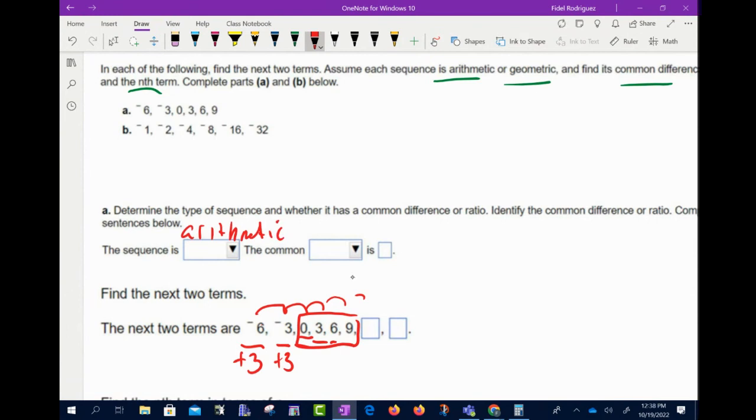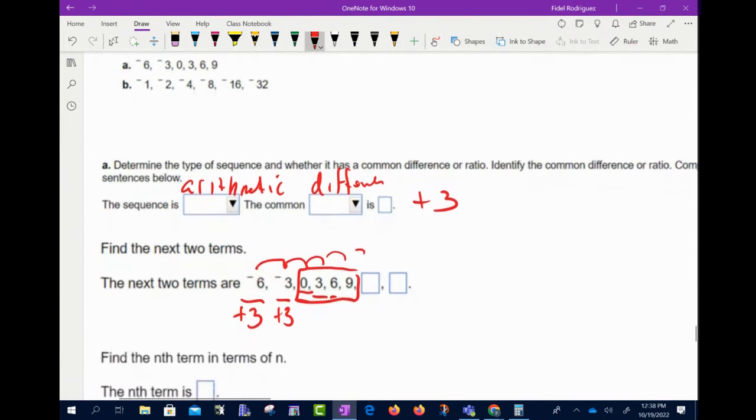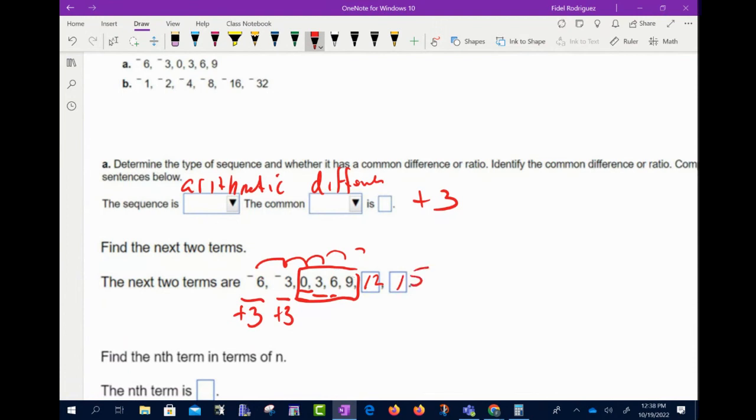Okay, and the common difference is a positive 3 because we keep adding 3 to it. So look, y'all, the next thing says, what are the next two terms? If this is 3, 6, 9, what would the next number be? If we keep adding 3, what, 12? And if we add 3 again, that would be 15?